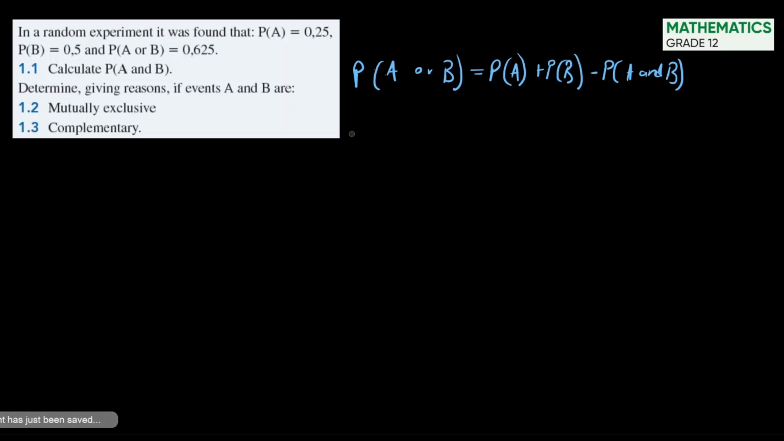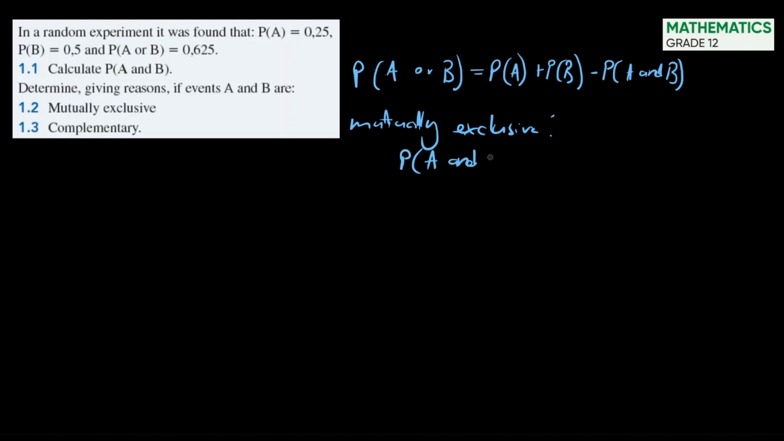And for these events, if they say something is mutually exclusive, they're simply saying that the probability of event A and B should be equal to 0, and the probability of event A or B should be equal to the probability of A plus the probability of B. This is really important to know because they'll be asking these questions considerably frequently in probability.